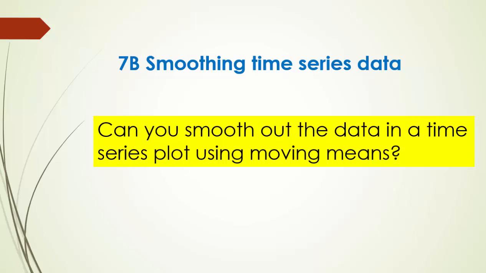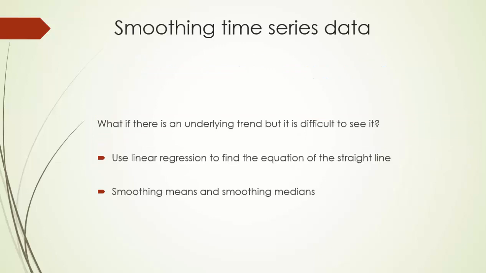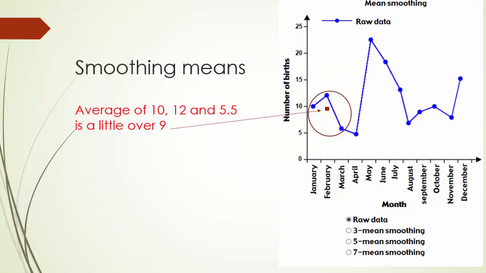Mean as in average. In the next exercise, we will be looking at a slightly more complicated process involving moving medians. We already have had a look at finding an underlying pattern in some data by using linear regression to find the equation of the straight line. So this is another technique, smoothing means, and later we'll be looking at smoothing medians. So there are various kinds of smoothing means. We'll have 3 mean, 5 mean, 7 mean, and later we'll look at 2 and 4 mean smoothing.